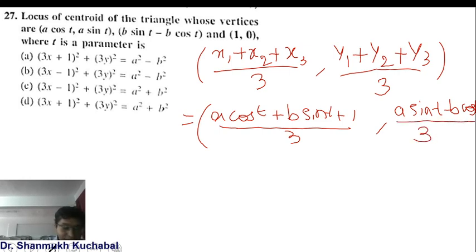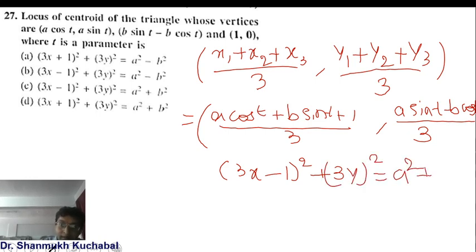On comparing and simplification, we get 3x minus 1 whole square plus 3y whole square equal to a square plus b square. So clearly option C is a right answer.